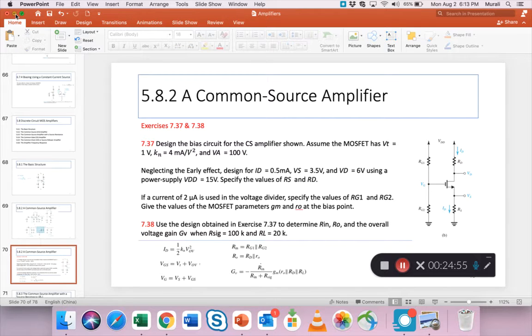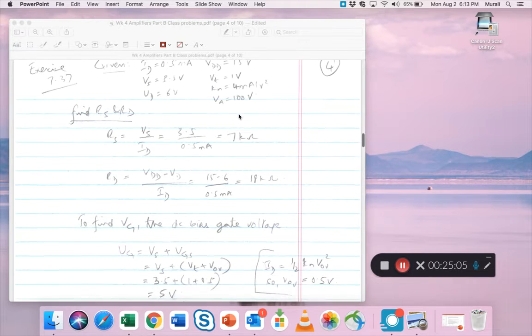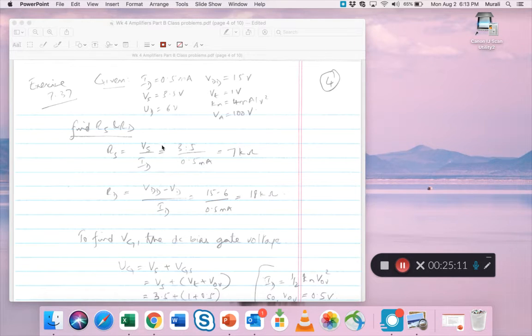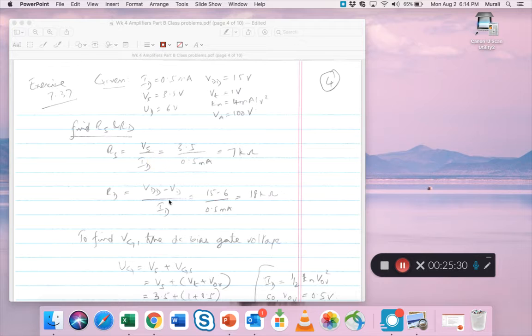Okay. Alright, so let's look at this 737. All the data given I've written here. First, to find RS and RD. So RS is Vs by Id, you can find it pretty straightforwardly in this case. RD is also easy, it's VDD minus Vd by Id, because this is just this voltage minus this by the current through it, right? I guess I didn't show that formula here, but you can see it. 15 minus 6 by 0.5, that's 18 K.